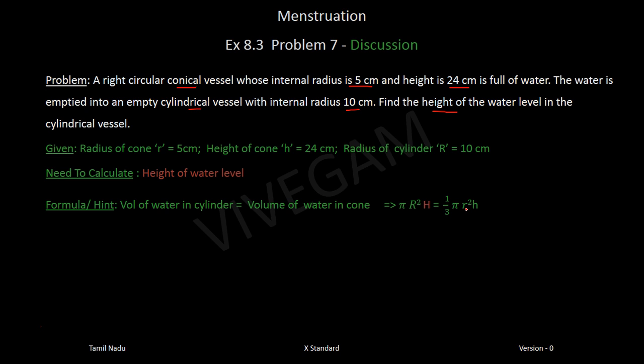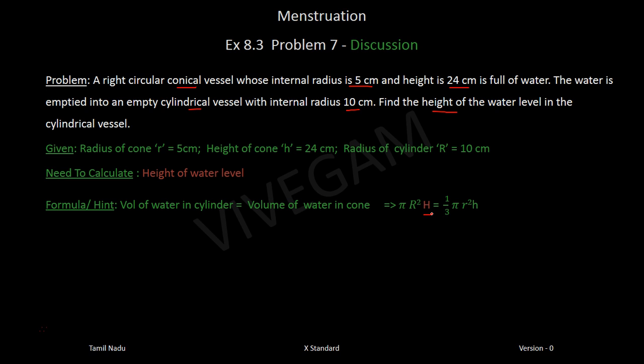And as you can see, the radius of the cone is given 5 cm. Height of the cone is given 24 cm. Radius of the cylinder capital R is given 10 cm. So which means only capital H is not known. So using this equation, we will be able to calculate the height of the water in the cylinder.